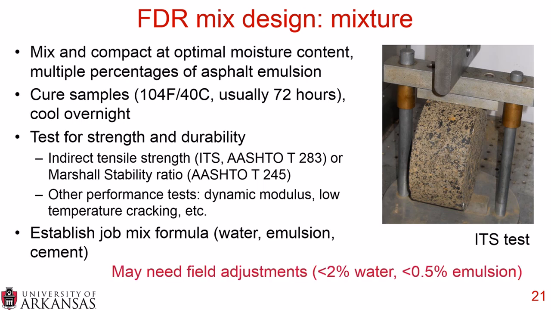And as I mentioned earlier, this does all occur in the field, and you may actually need to make some field adjustments. But generally, if you're adjusting any more than 2% water or 0.5% emulsion, that means that there's a problem and you should not continue, because that means you're making major field adjustments. So you shouldn't add more than 2% difference in water, and you shouldn't add or subtract more than 0.5% emulsion, because that means you're getting into either different material or there's a problem with the equipment. Something's probably going wrong where the mix design was not representative of what's actually happening in the field.